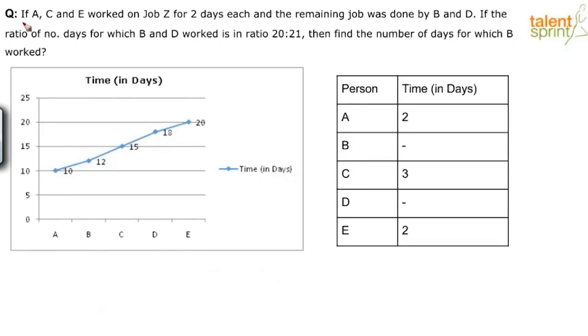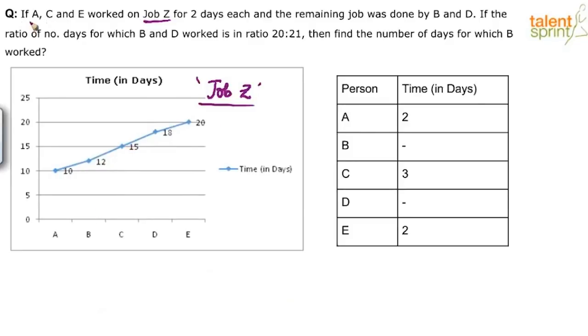So the question says, if A, C and E worked on job Z for 2 days each and the remaining job was done by B and D, if the ratio of number of days for which B and D worked is 20:21, then find the number of days for which B worked. So basically he's talking about job Z. Again, we know that for job Z also, the requirement is the same. Efforts needed are same, right? 10, 12, 15, 18, 20 respectively for A, B, C, D and E, right?